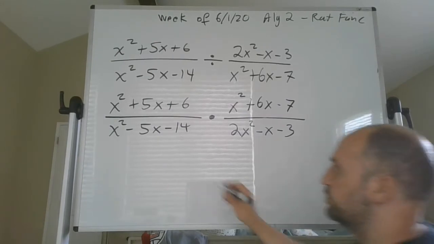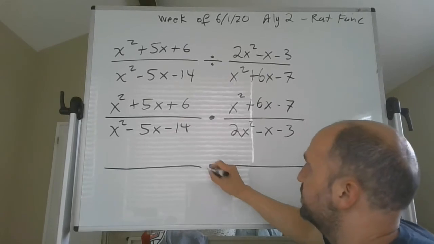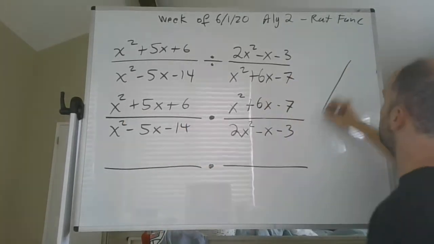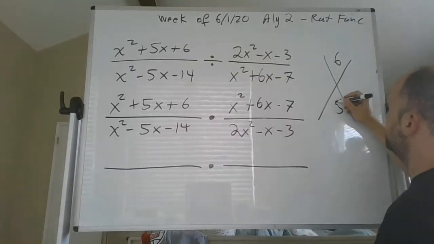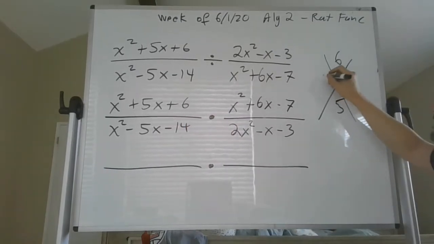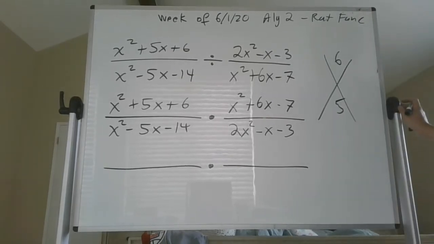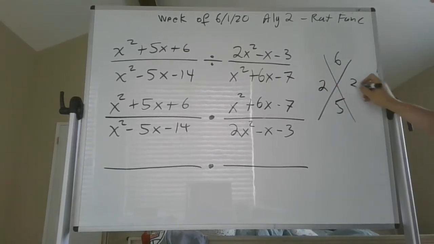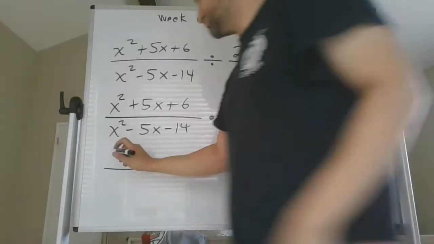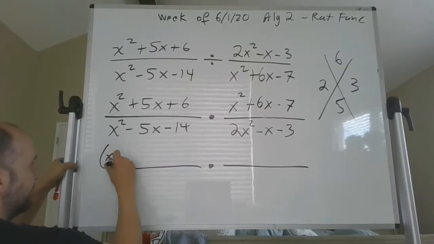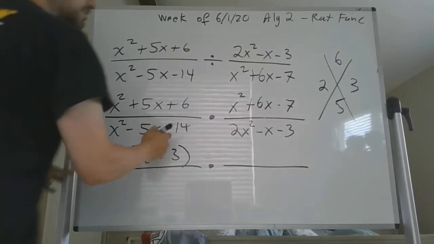All right, so let's see what happens. Obviously we're going to have to do a lot of factoring here. So let's start off with this guy right here. Multiplies to 6, adds up to 5. Oh, I drew a blank. 2 and 3. 2 times 3 is 6. 2 plus 3 is 5. So x plus 2, x plus 3. Beautiful.